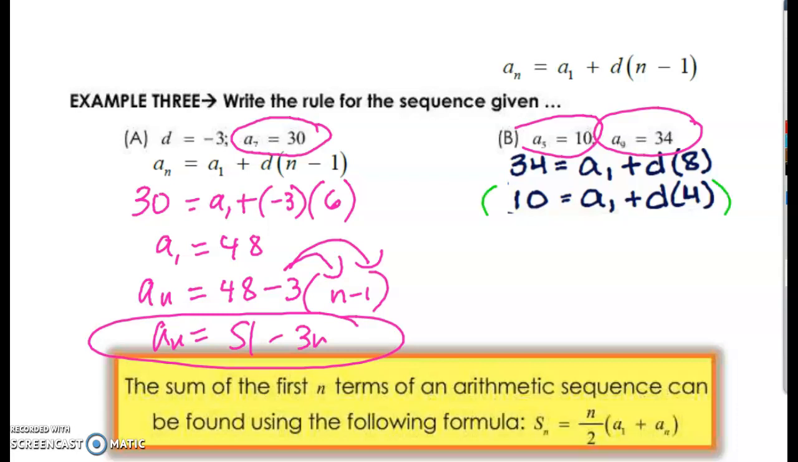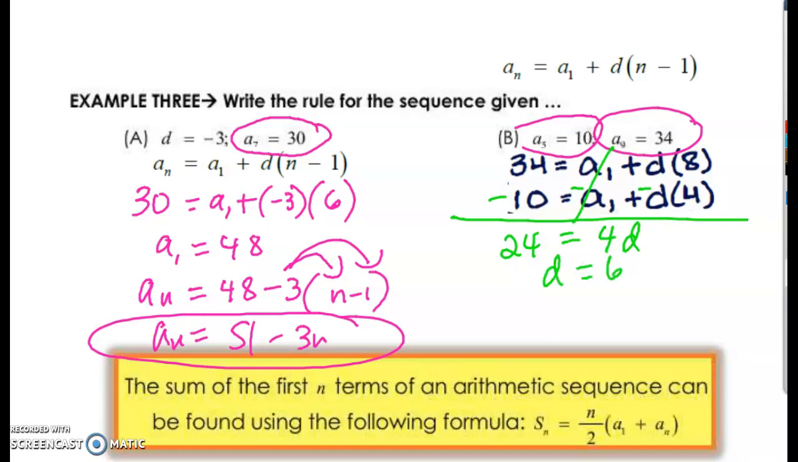I'm just going to do this by hand and multiply through all of these by a negative 1. So if I do that, this becomes a -10. This is a negative a sub 1, and this is a negative 4d. So what happens when I add those together is I get 24 equals, and these cancel. This is a 4d. So d, or the common difference, is 6.